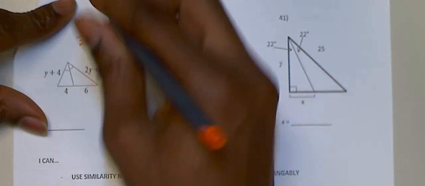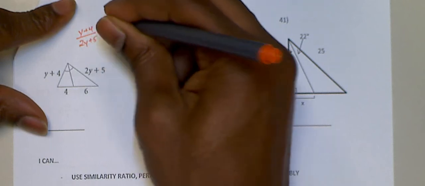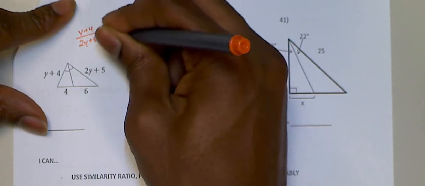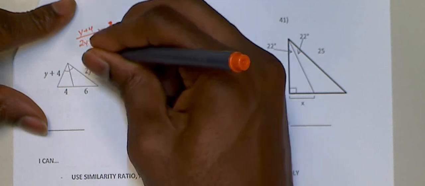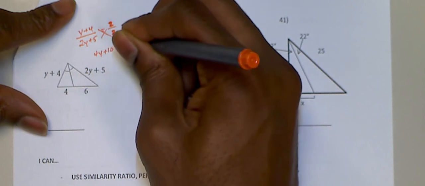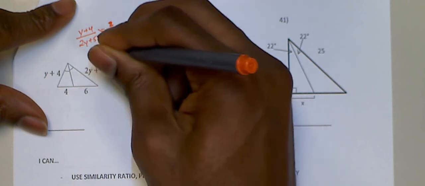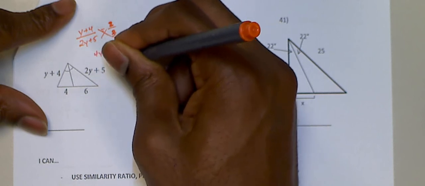That should be set up in the same ratio as 4 over 6, or 2/3. Just simplifying this ratio to make the numbers a little bit more manageable. Cross multiply, you get 4y plus 10 equals 3y plus 12. Subtract the 3y, subtract the 10, you get y equals 2.